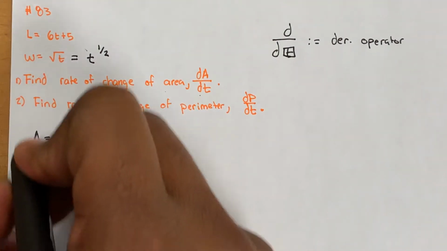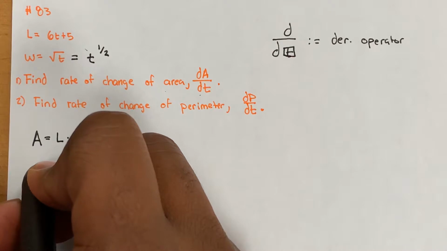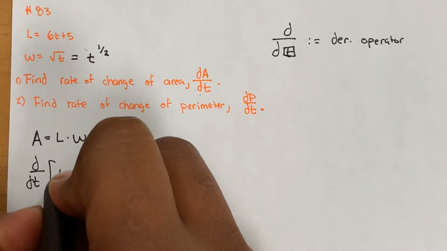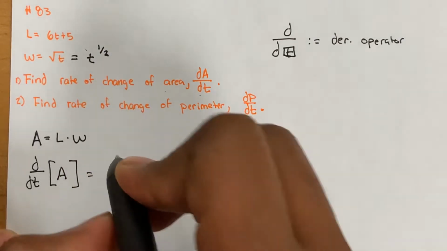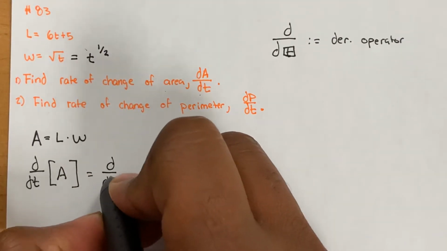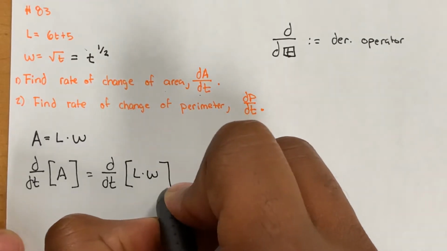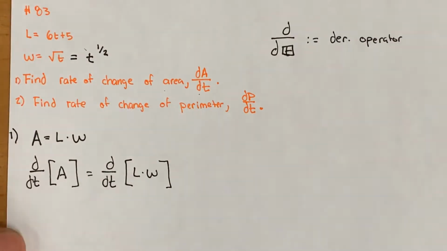So the way this notation would look is we'd have d over dt of the area is equal to d over dt of length times width for part 1. So we're doing number 1.